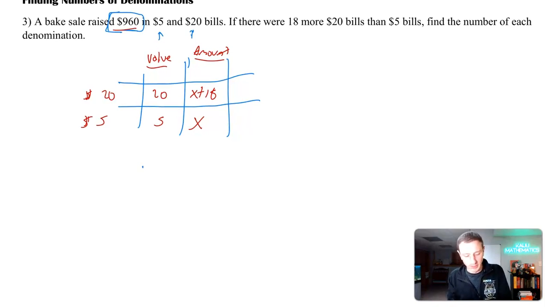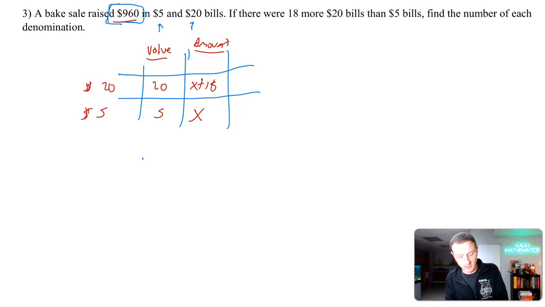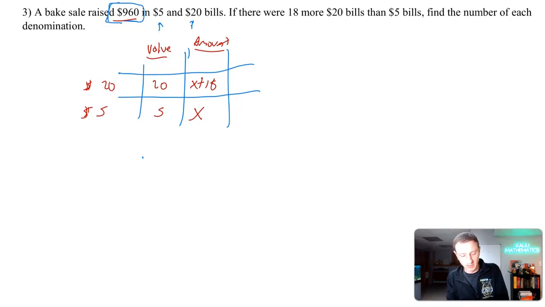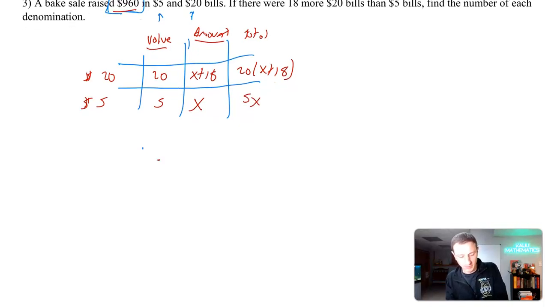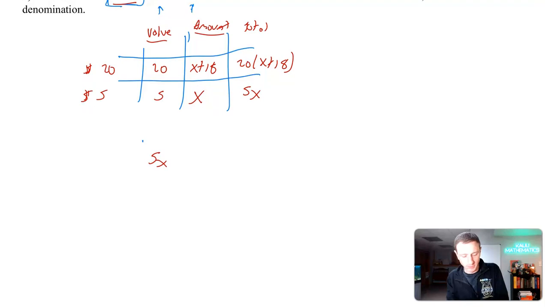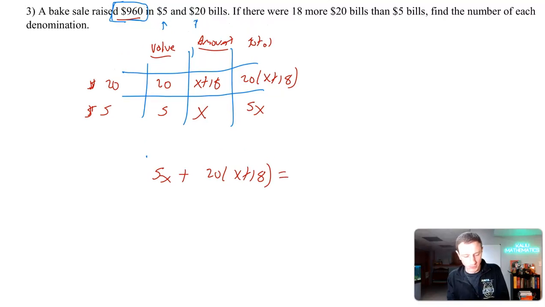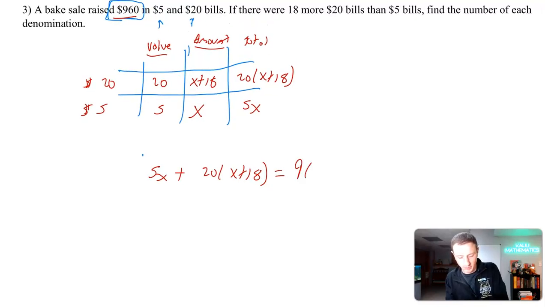And then we have the total, 960. So we could say that this would be the total. This would be 20 times x plus 18. And then 5 times x, so we would say 5x, the amount of $5 bills, plus 20 times x plus 18 is equal to the total value that they have.